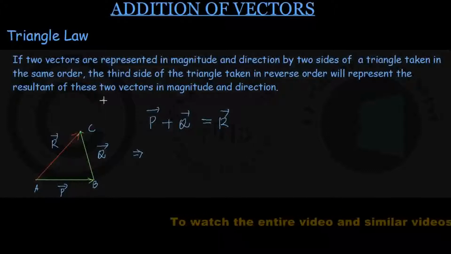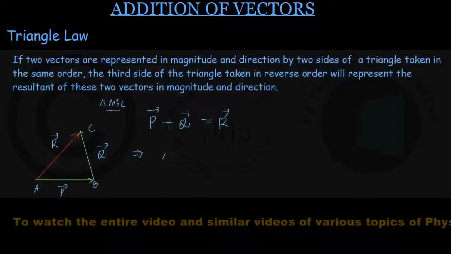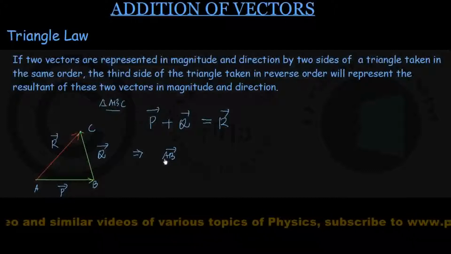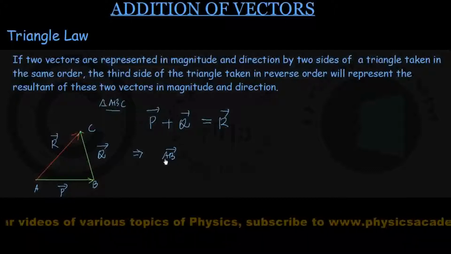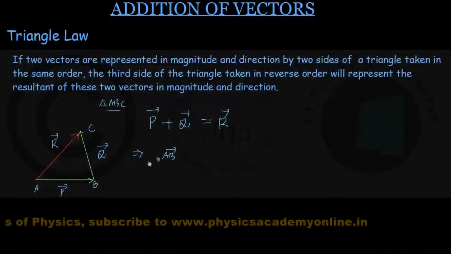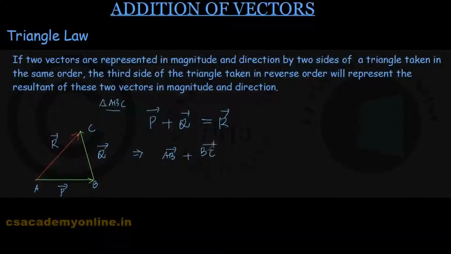So this was the triangle ABC, and the law has said I could write the AB vector. Here is another way of writing, where I have used the tail as the first point. This is called the initial point of a vector, and B is the terminal point or head of the vector. So AB vector plus BC vector is equal to AC vector. Another way of writing, obviously here AB is P, BC is Q, and AC is R. That is what the triangle law is.